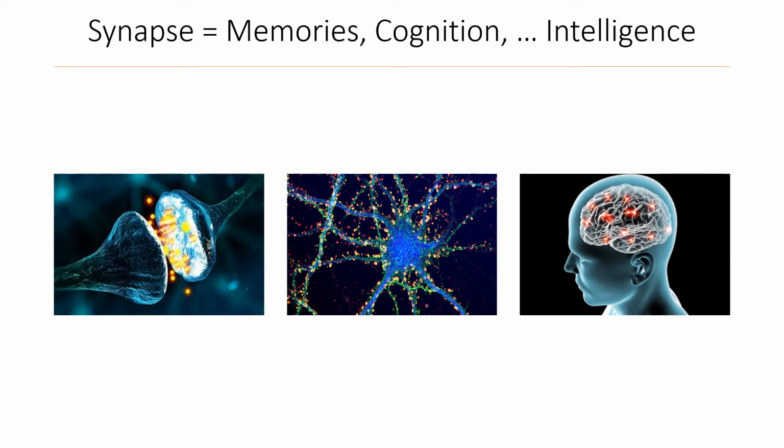Hypothetically, if all of the synapses are erased from any nervous system, then this nervous system will stop functioning and will stop being intelligent. No cognition, no recognition, no memories, nothing. So synapses are the maestro of the nervous functions.